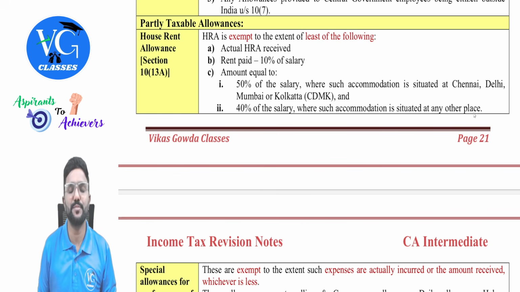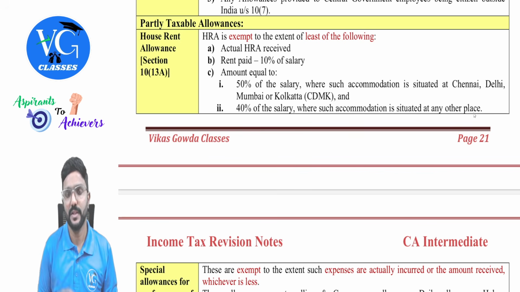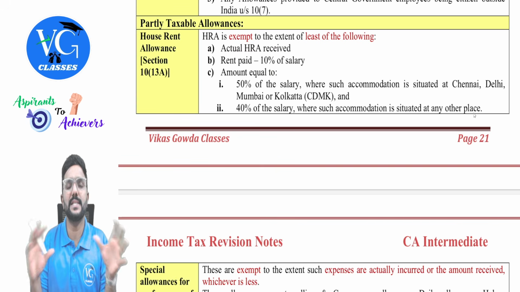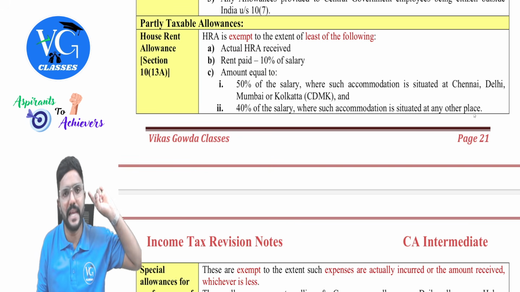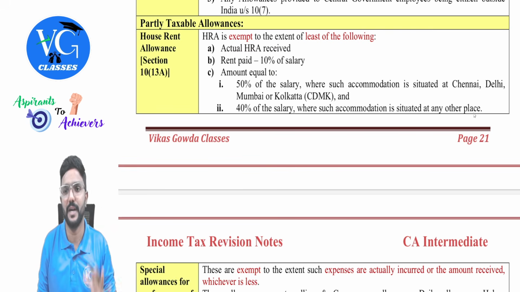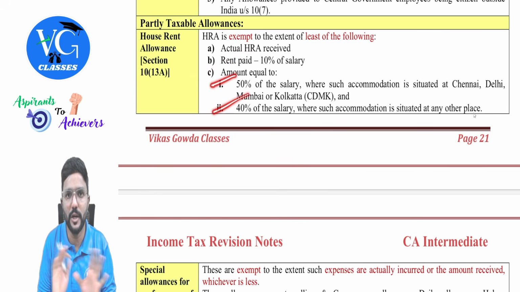Okay. How much is the exemption available, sir? Under section 10(13A), least of the following is exempt. That is actual HRA received. Second one, rent paid by employee minus 10% of salary. And what is salary for this purpose? I will cover it at the end of this head. You need not worry. Just try to remember this provision. Understand it. Amount equal to either of the two will come, not both.